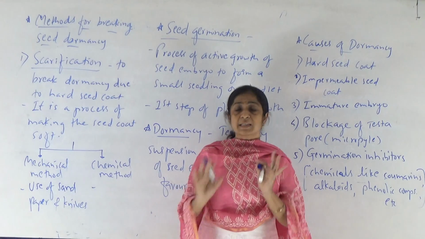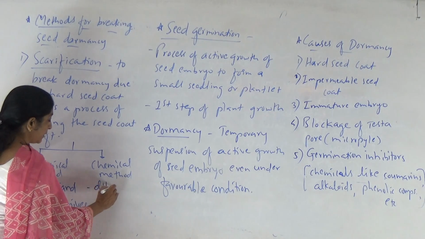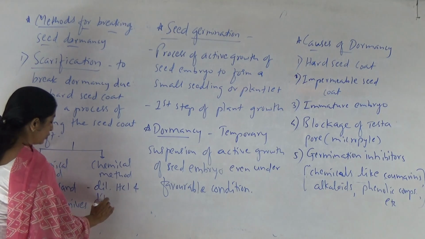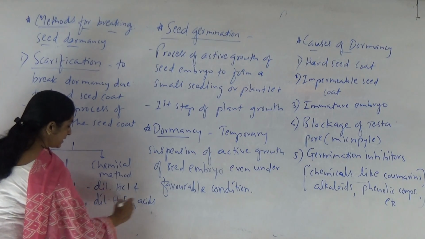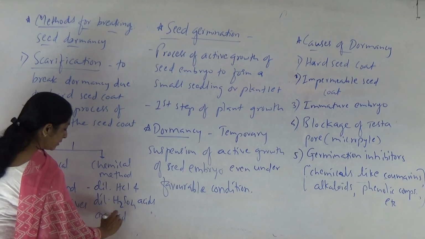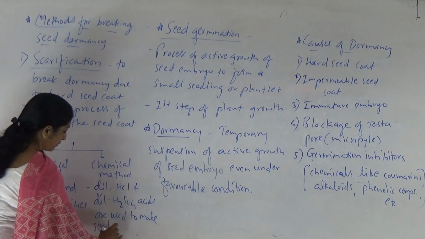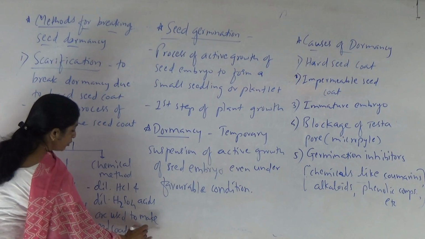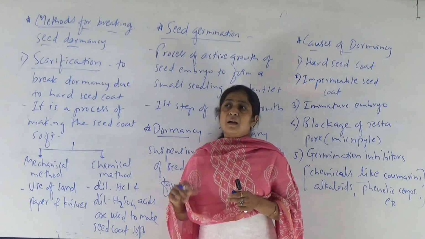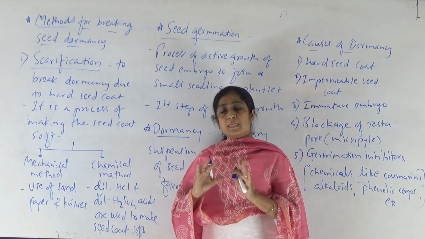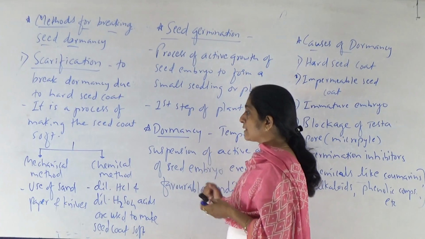So this is chemical scarification, where chemicals like, for example, dilute HCl and dilute sulfuric acid are used to make the seed coat soft. When you soak the seeds in these dilute solutions of hydrochloric and sulfuric acid for some hours, after this specific time period the seed coat becomes soft and seeds are able to germinate. So this is the first method to break seed dormancy.